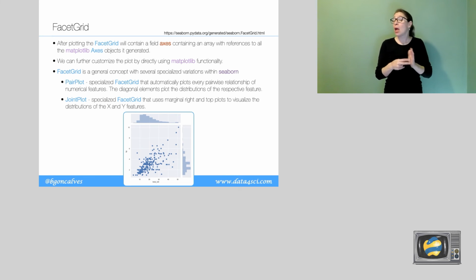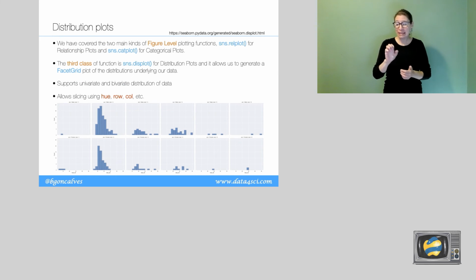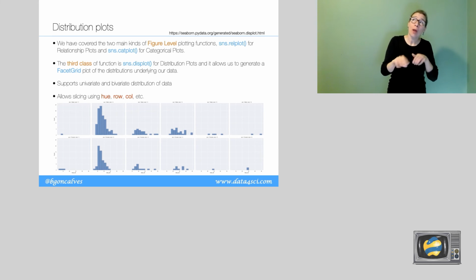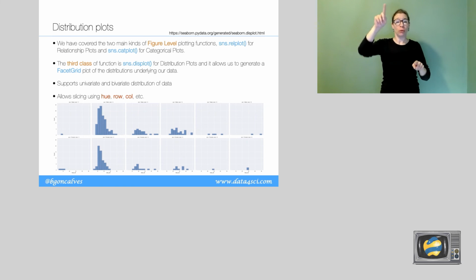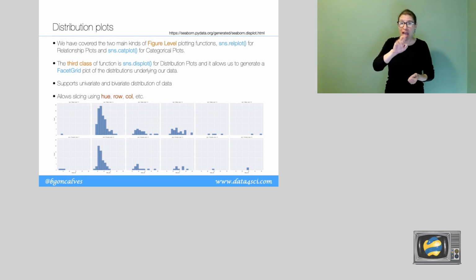This gives us a nice excuse to discuss the third kind of plot that Seaborn supports. You recall that in the beginning I mentioned there were relationship plots and categorical plots, but there is also a third type. The third type is distribution plots, and these are ways of visualizing distributions in your data, both univariate and bivariate distributions, so one variable and two variables together. Again, you can slice your data by rows and columns, and this plot will return the facet grid object with all the axes objects as before, that you can then use to build on top of.